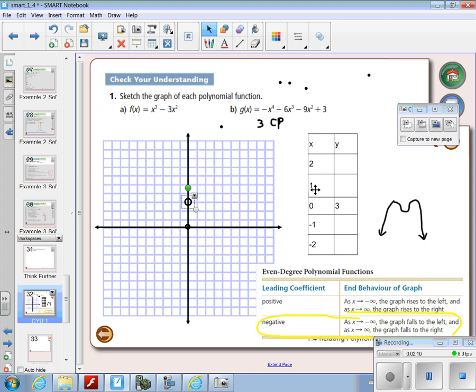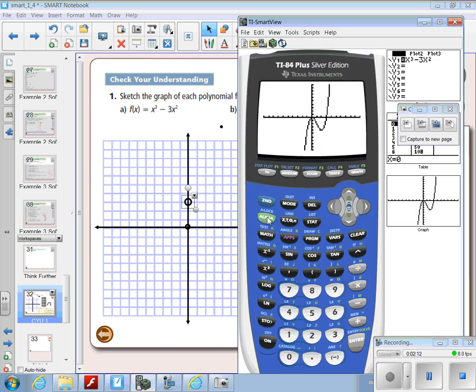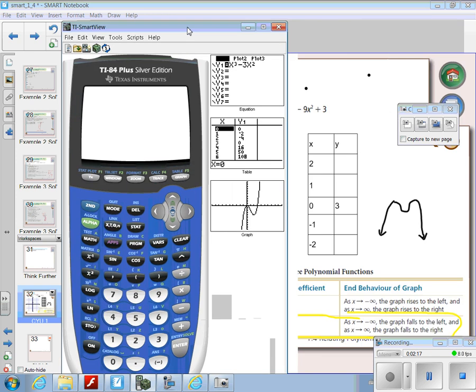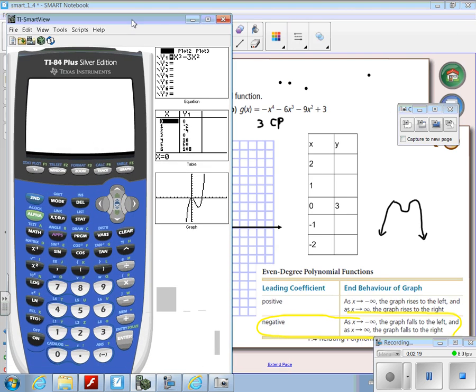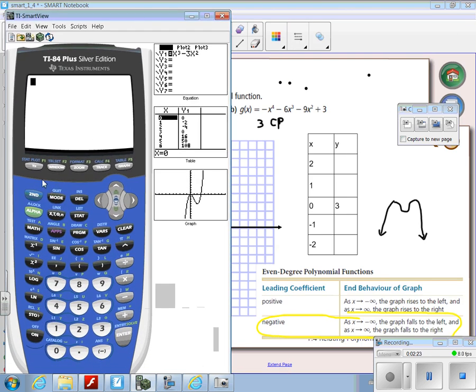Now I'm going to start with 1. So I'm going to get ready here. Don't have that function typed in. I will pretend as if I do, though. I want to calculate these values. I want to save some time. So I'm just going to type that function in, negative x to the power of 4 minus 6x cubed minus 9x squared, and then plus 3.